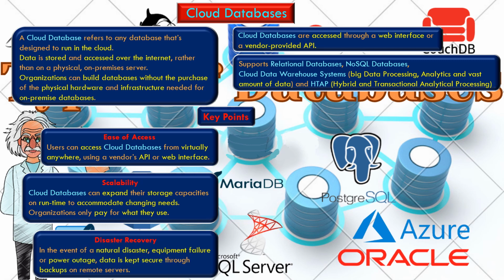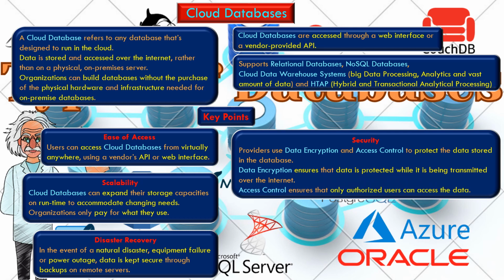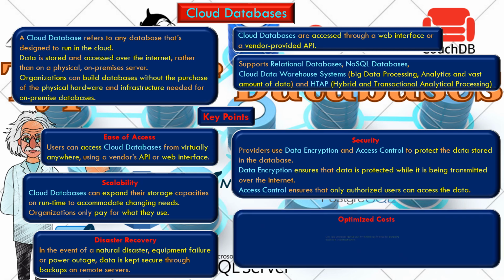For disaster recovery, in the event of a natural disaster, equipment failure, or power outage, data is kept secure through backups on remote servers. For data security, providers use data encryption and access control to protect the data stored in the database. Data encryption ensures that data is protected while it is being transmitted over the internet. Access control ensures that only authorized users can access the data.